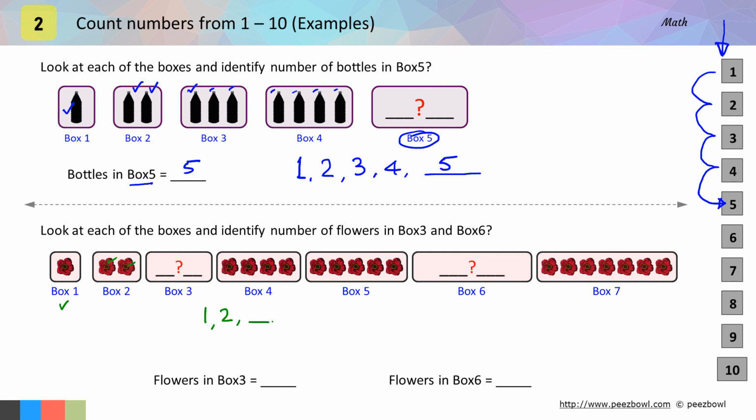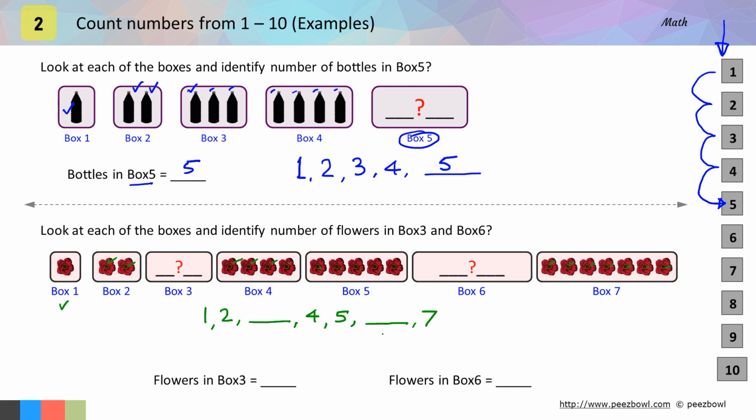After that we need to find out number of flowers in box 3. After that in box 4 we have 1, 2, 3 and 4 flowers. In box number 5 we have 1, 2, 3, 4 and 5 flowers. After that we need to find out number of flowers in box 6. I'll keep it blank. And in box 7 we have 1, 2, 3, 4, 5, 6 and 7 flowers.